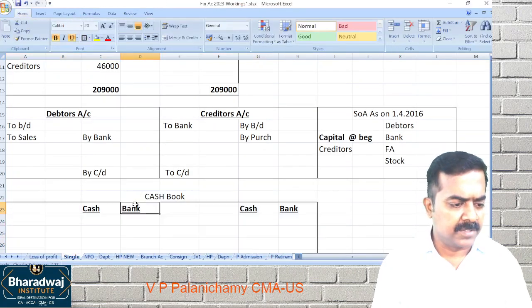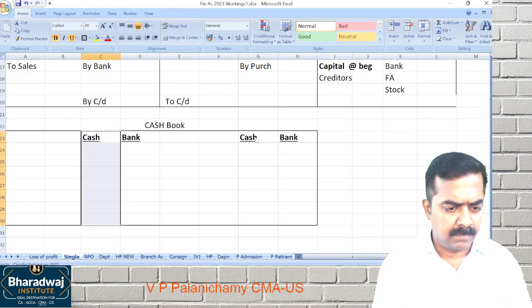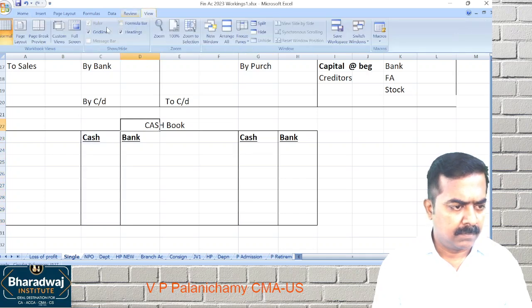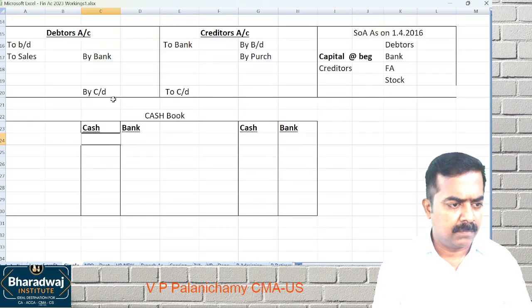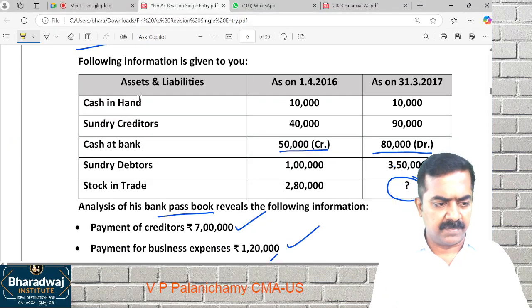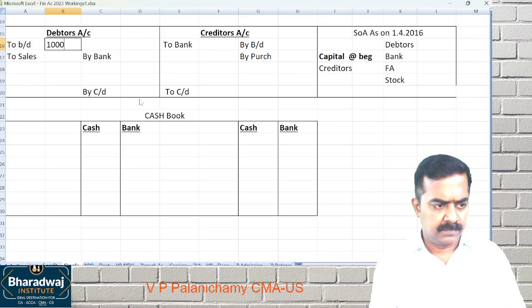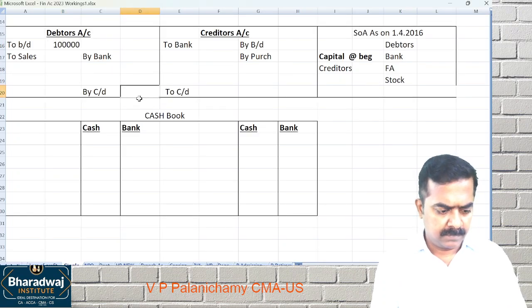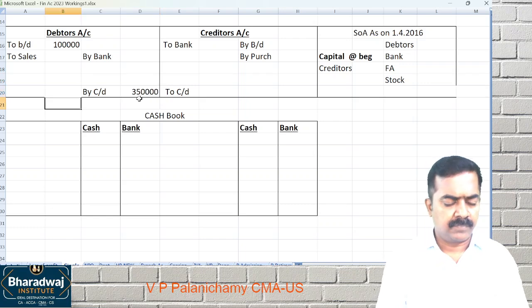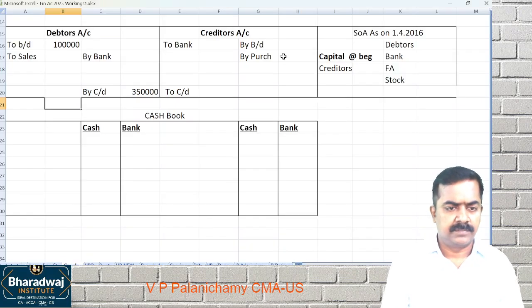Start posting the items and get the balances. Have they given the opening balance of debtors and the closing balance of debtors? 1 lakh and what? Then creditors.